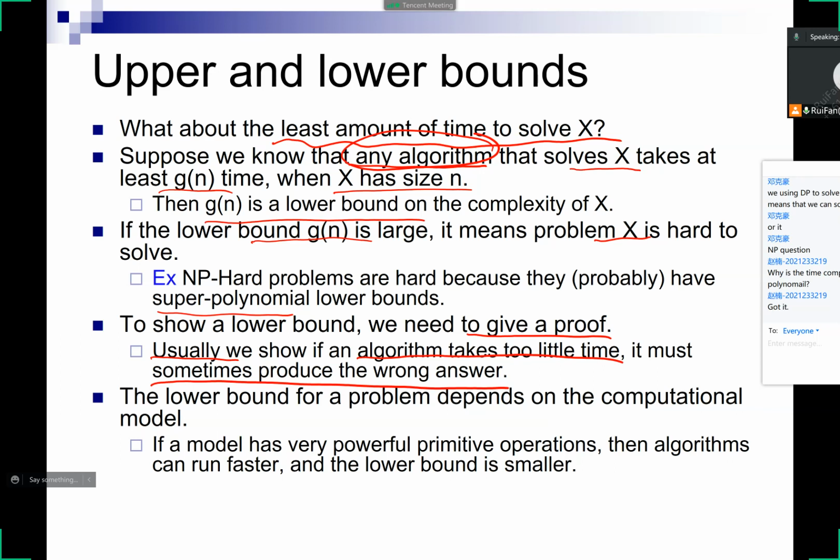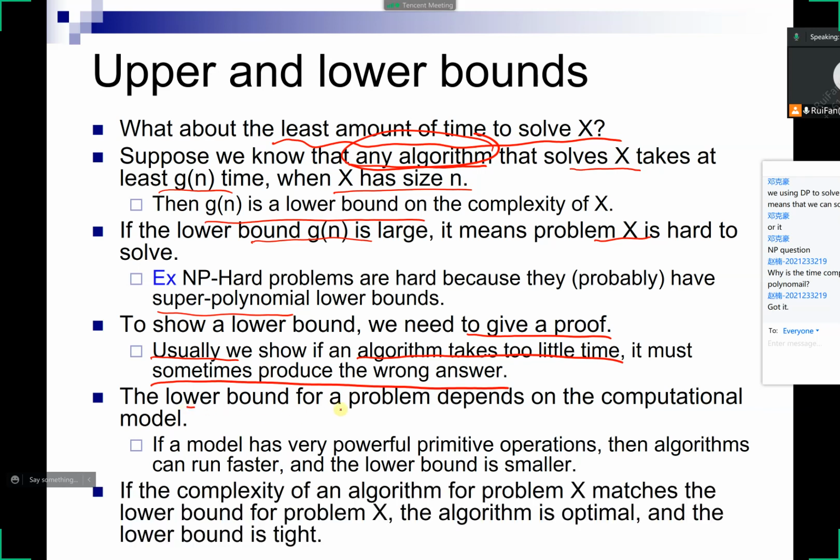But if I give your computer more capabilities, for example, I allow you to multiply, then it can maybe solve the same problem faster because it's a more powerful computer now. And so that means that whenever you prove a lower bound, you need to clearly state the computational model that you work in, because different models have different lower bounds.